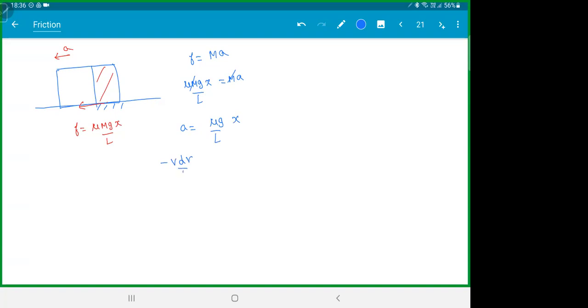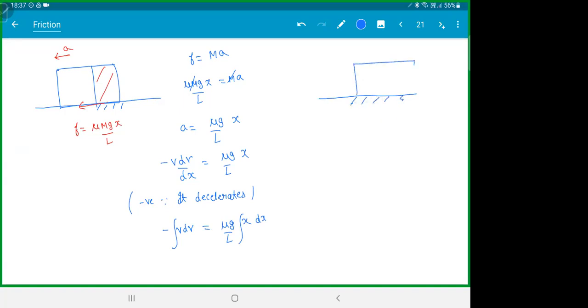Acceleration is minus v dv by dx. Again, minus because it is decelerating. If a and v are in the same direction, it will be positive. If a and v are in the opposite direction, put a minus sign. So minus v dv equals mu g by L x dx. So what is your final condition? Your final condition is this: the block is completely entered. This is the final speed. This is the initial speed. So v is the velocity when the block is completely entered.